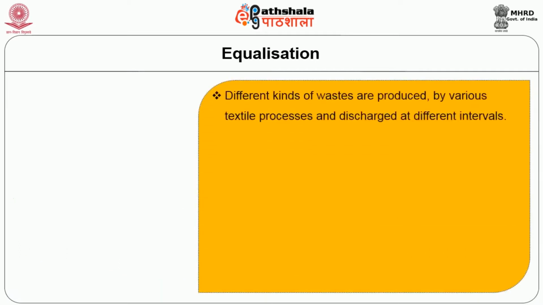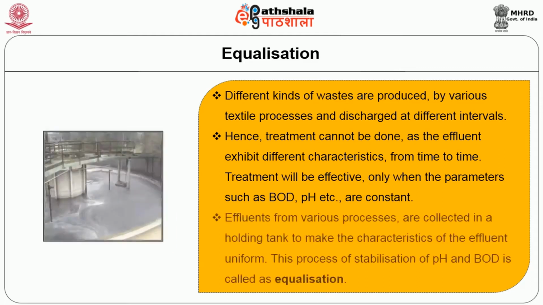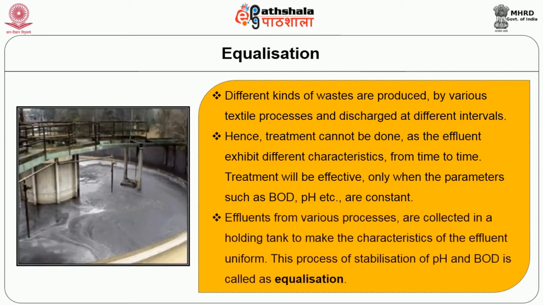Now, let us see the third primary treatment method, that is equalization. Different kinds of waste are produced by various textile processes and discharged at different intervals. Hence, treatment cannot be done easily as the effluent exhibits different characteristics from time to time. Treatment will be effective only when the parameters such as BOD, pH, etc. are constant. Effluents from various processes are collected in a holding tank to make the characteristics of the effluent uniform. This process of stabilization of pH and BOD is called equalization.